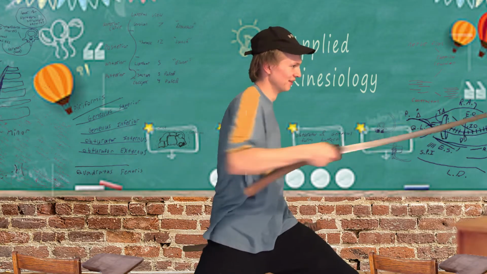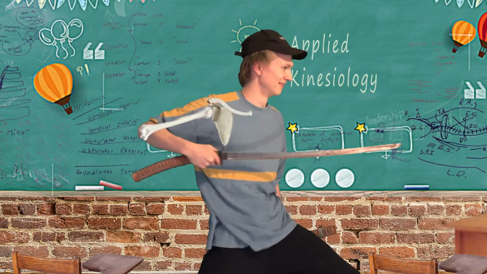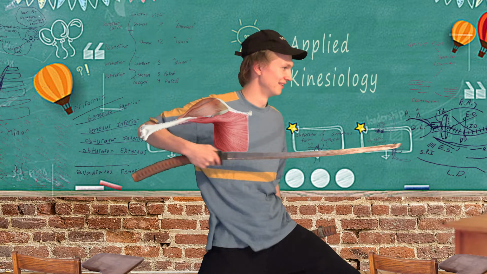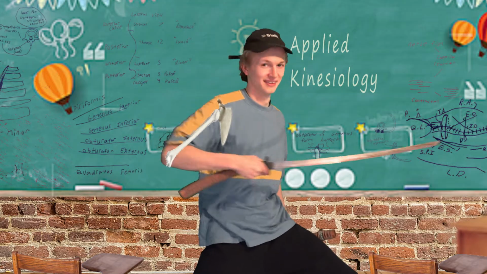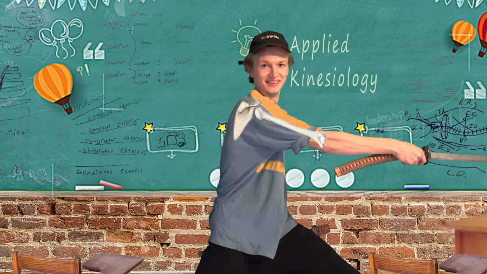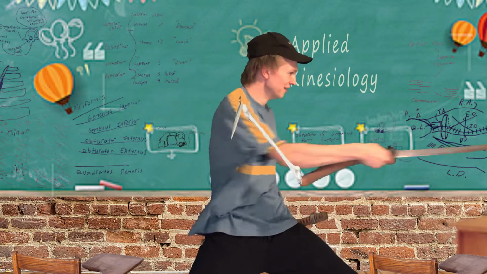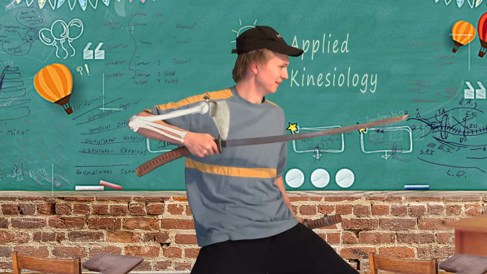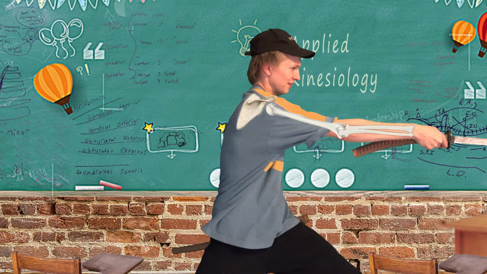The flexion of the shoulder is performed by the anterior deltoid, the pectoralis major, and the coracobrachialis. The extension of the shoulder is performed by the posterior deltoid, the latissimus dorsi, and the teres major. The flexion of the elbow is performed by the brachialis, the brachioradialis, and the biceps brachii. The extension of the elbow is performed by the triceps brachii.